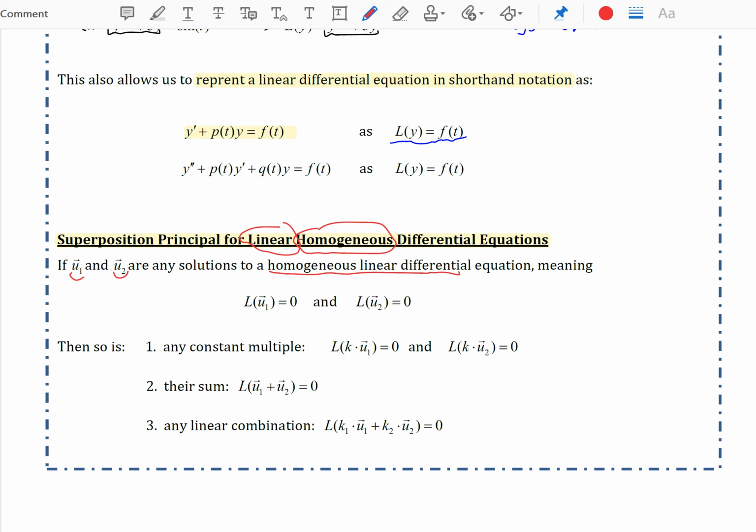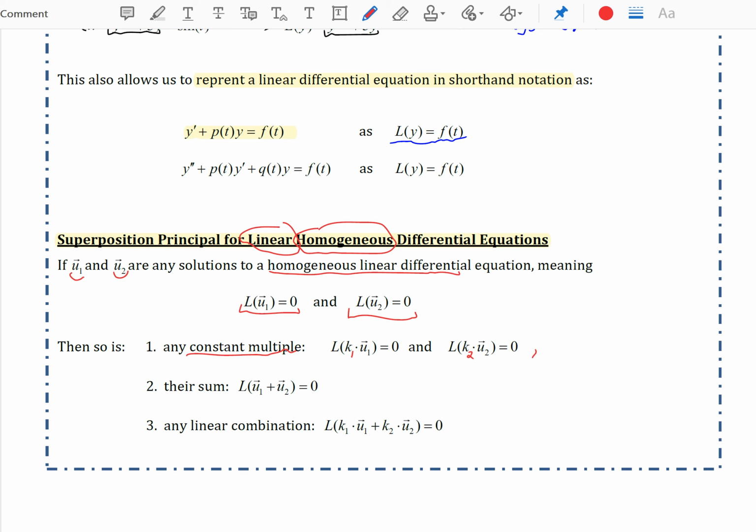Now this says, if u1 and u2 are any solutions of the homogeneous linear differential equation, meaning they produce 0 when you evaluate your linear operator at them, because it's a homogeneous solution. So if u1 and u2 are individually solutions to the homogeneous linear differential equation, then so is any constant multiple of them, meaning k1 times u1 is also a homogeneous solution. Similarly, k2 times u2 is also a homogeneous solution.